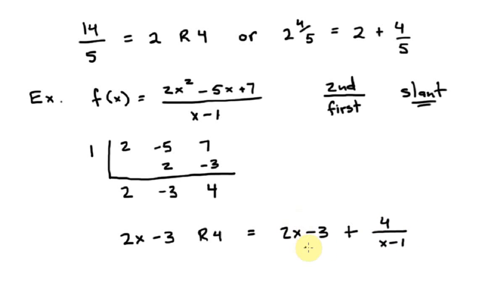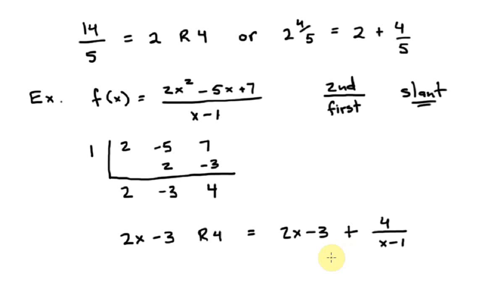And then this is just my quotient. This is my answer. You know, when I divided 5 into 14, it went twice. So that was my answer, 2. And here, when I divided this top polynomial by x minus 1, my answer turned out to be 2x minus 3. And that was my answer. So this is no different, even though it looks more complicated.